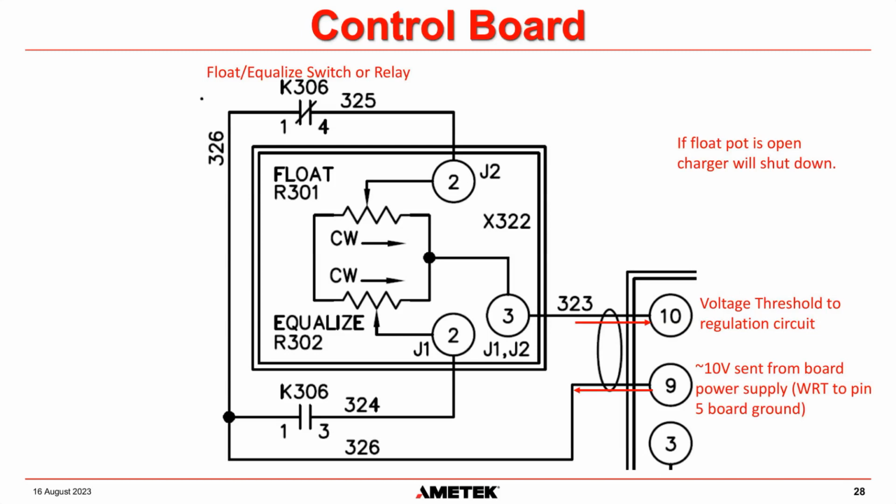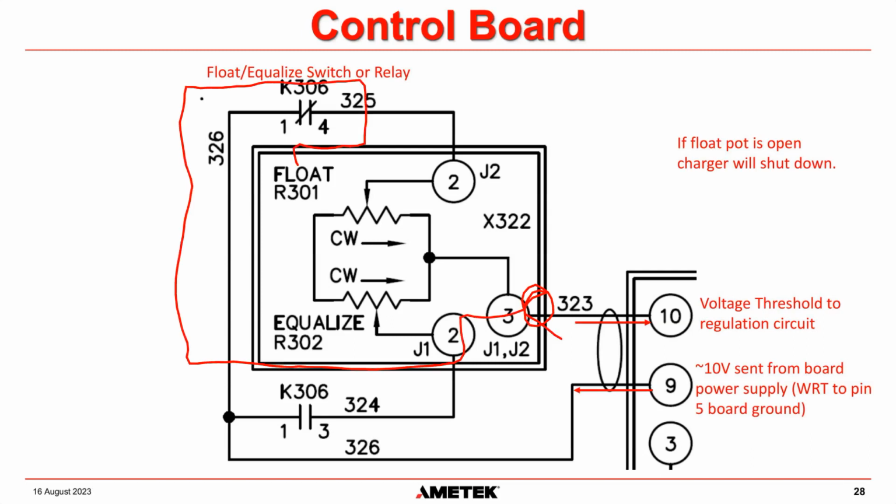So normally the contact is closed in the float position. And what happens is on pin 9 of the control board, that's here, we create around about a 10-volt DC signal, and we send it out this way here to the potentiometers on the board, but through the contact. And in normal float mode, this contact here for K306 is closed. So that allows the power to go through and down to the float pot.